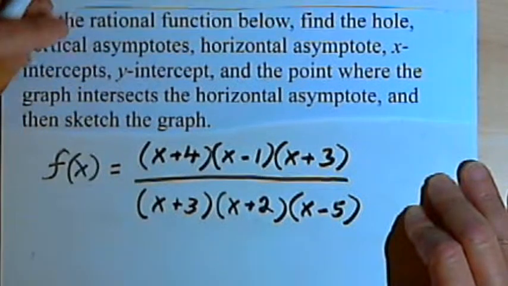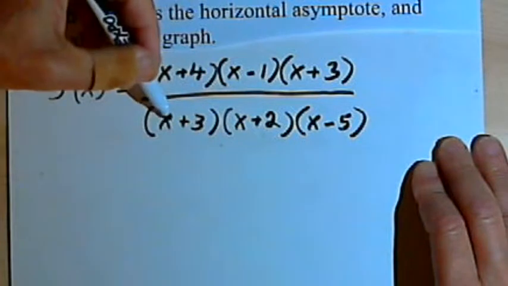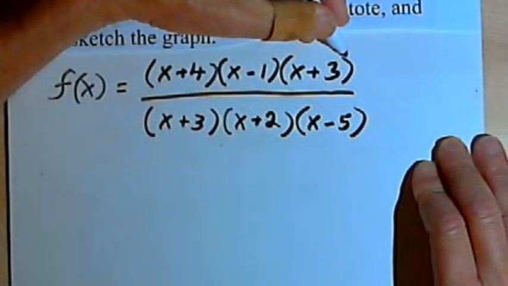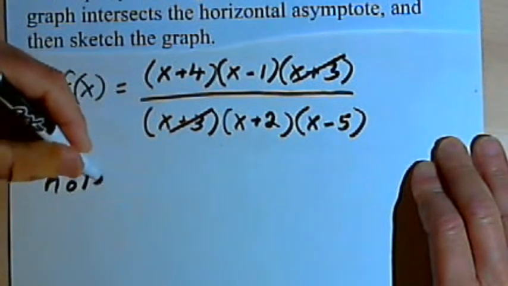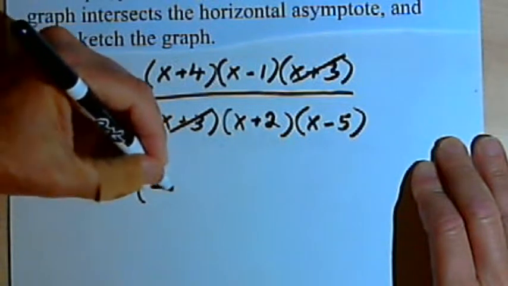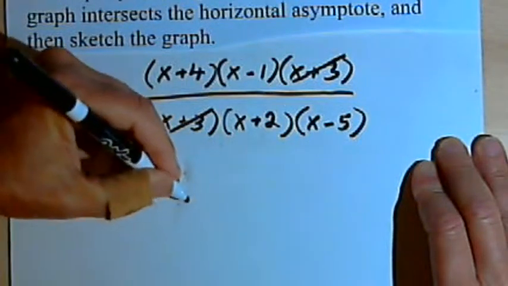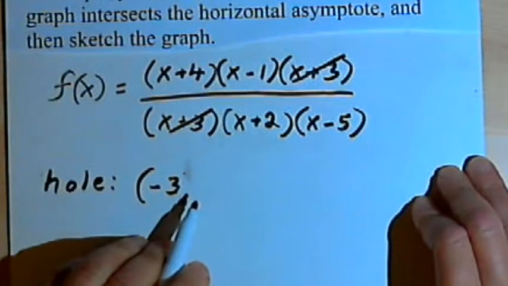We'll start out looking for the hole in the graph. I've got an x plus 3 in the numerator and an x plus 3 in the denominator. So that means we could cross both of those factors out as long as we remember that there's going to be a hole when x equals -3. What I want to do is find out what the y is going to equal when x is -3. So I find out the exact location of that hole.